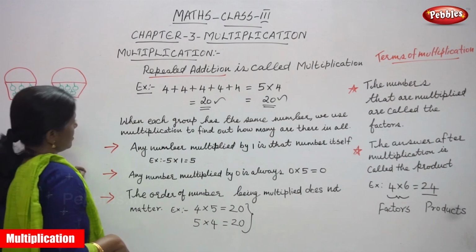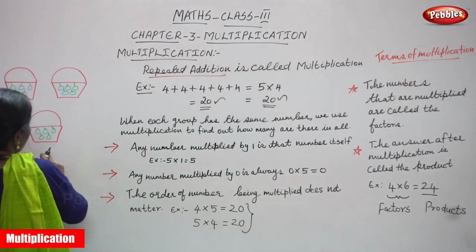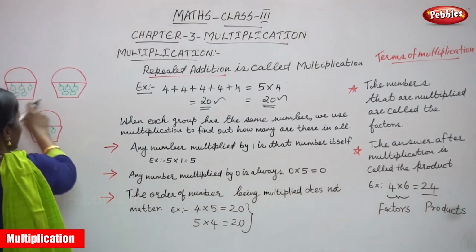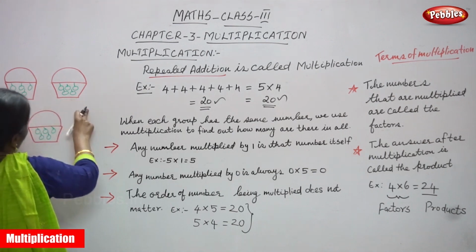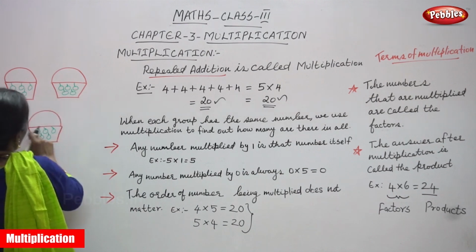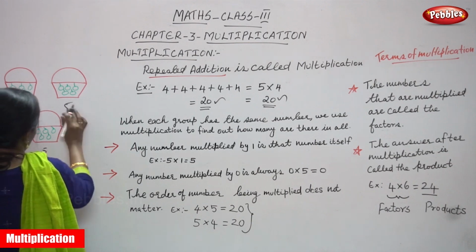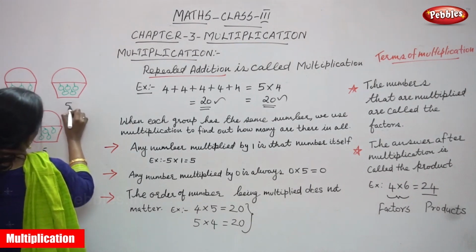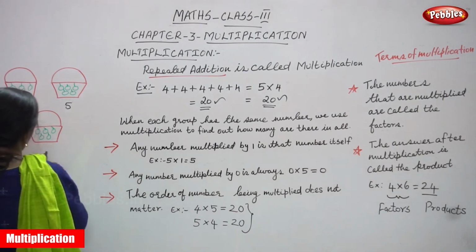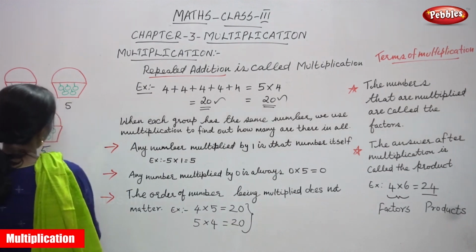I think you understand. For an example, look at this. This is a basket, and how many baskets are there? 3 baskets are here. In each basket, how many brinjals are here? 1, 2, 3, 4, 5. So this is 5, this is 5, and here also 5. So 5 brinjals in each basket.